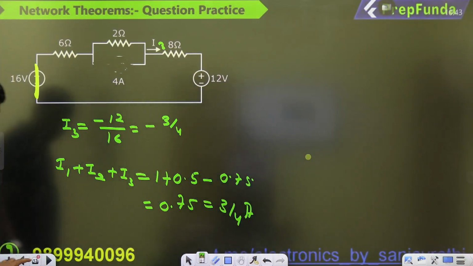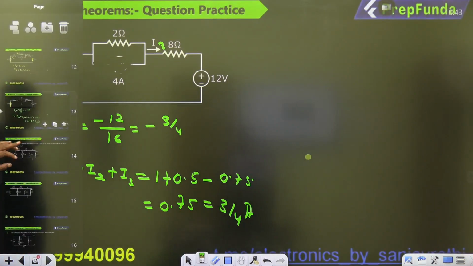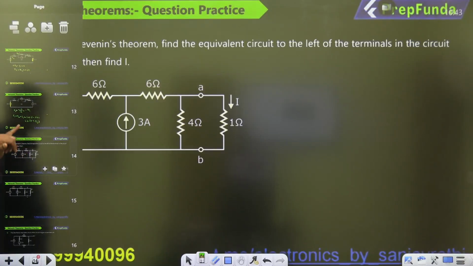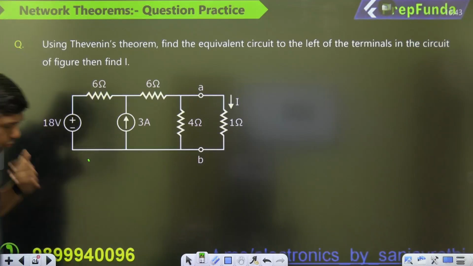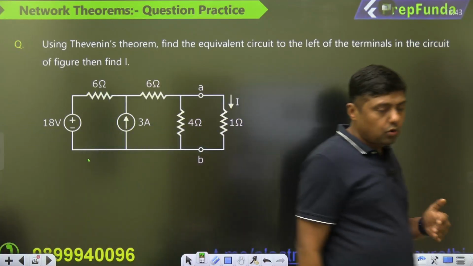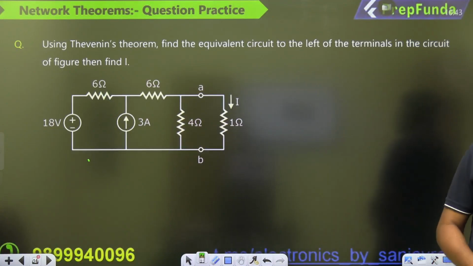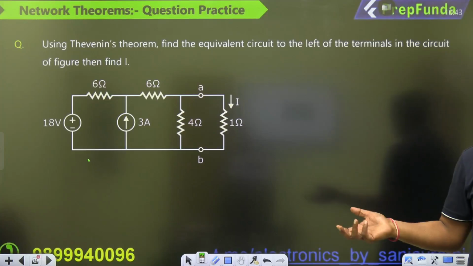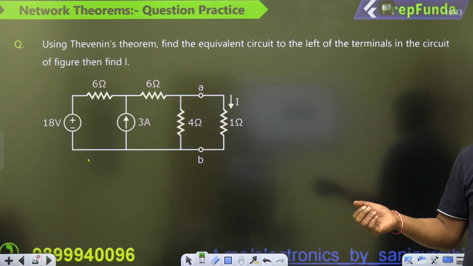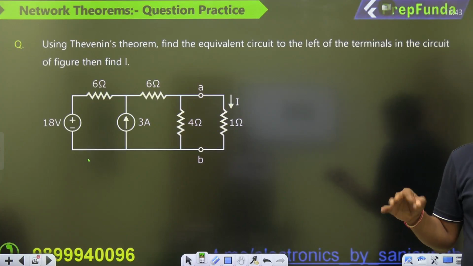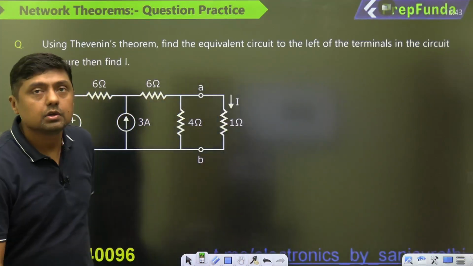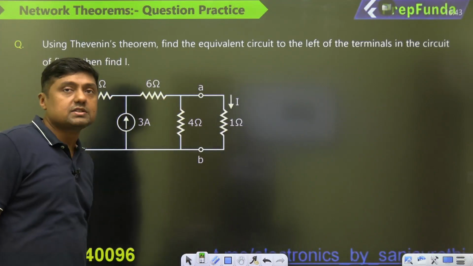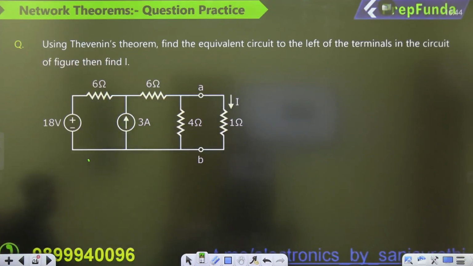Now we will solve questions on Thevenin's and Norton's. I have given assignments. Any doubts, then you can ask. If you are watching the recorded lectures, first of all pause the video, try to solve the questions, and then go for the solution. Or if you are watching the live lecture, then try to solve it. Try to solve this question. I have given the assignment in my paid classes to everyone. Tell me, what is the answer?